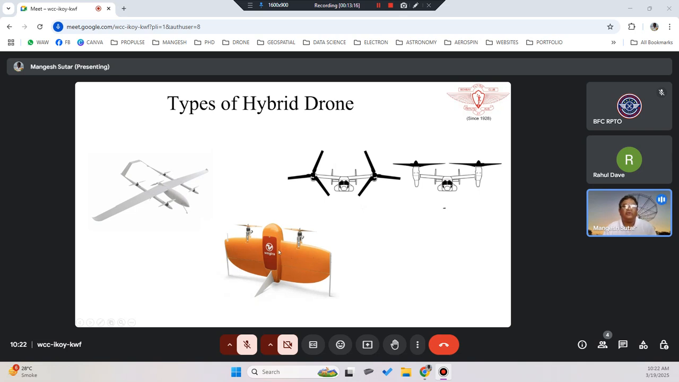Actually, I am involved with one of the companies in Rajasthan also. It's a startup where we are designing a similar type of drone for the Indian government, for one of the projects where they wanted to do a survey using this type of drone.